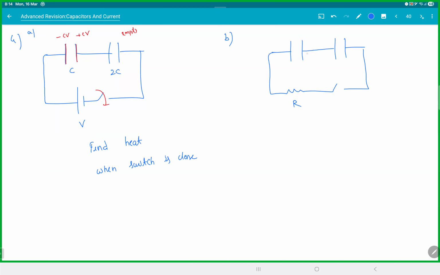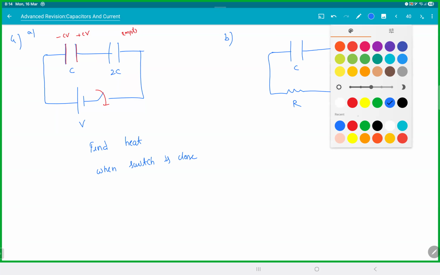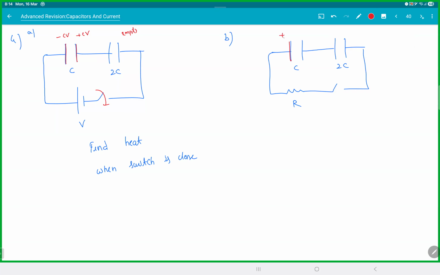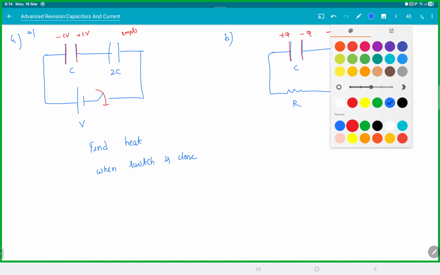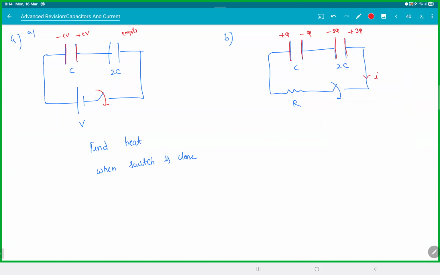We have a resistor R. This is C. This is 2C. Let's say this is plus Q. This is minus Q. This is minus 3Q. This is plus 3Q. So when you close the switch, find the current as function of time t. Yeah, try these questions.